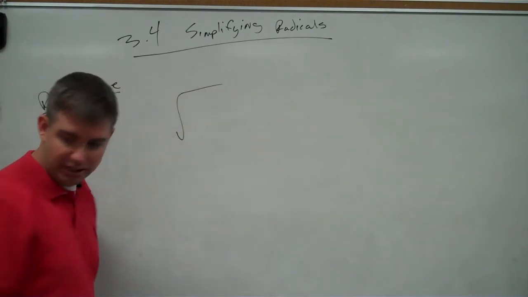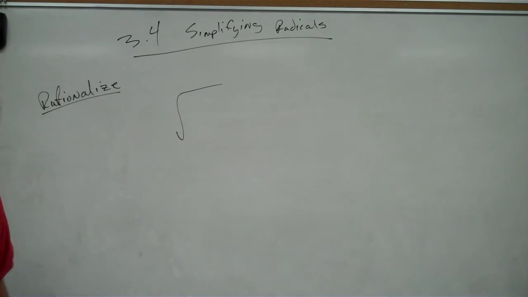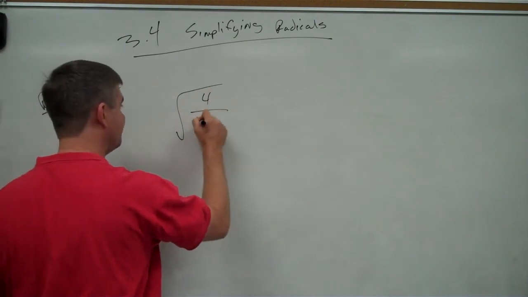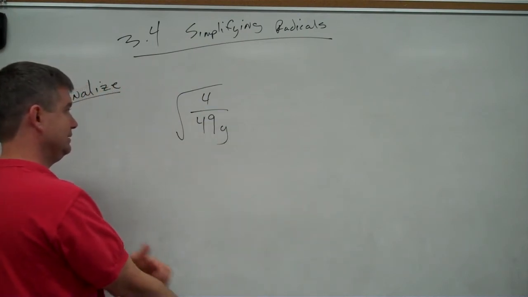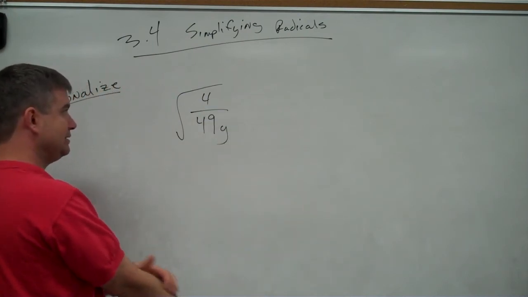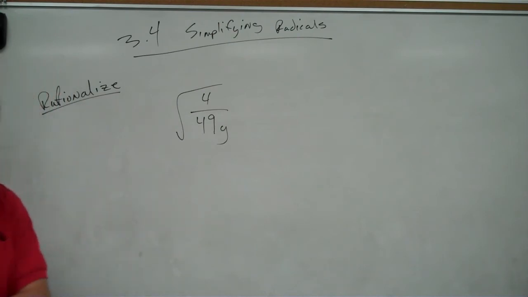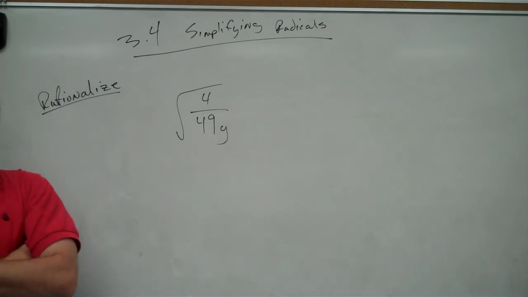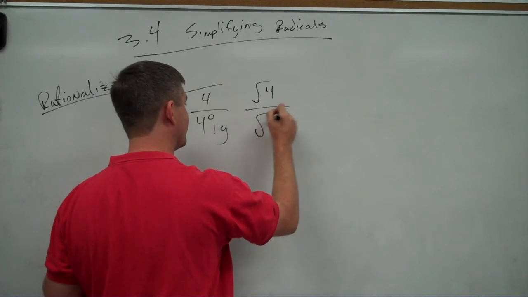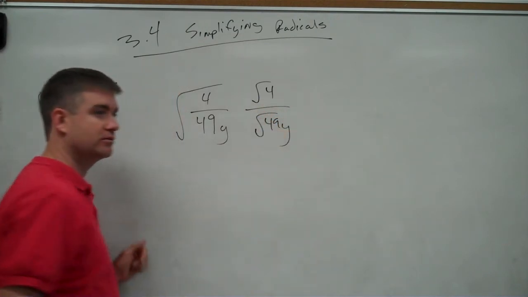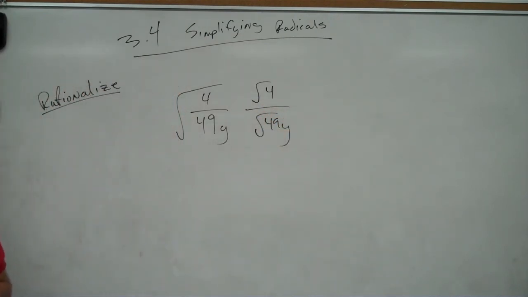All right, so now let's do one that the calculator won't do for you. The square root of, let me see my book here, 4 over 49y. That's a pretty good problem. We'll see what we do here. What's your first step? Break it up. Good, Mooney. Square root of 4 over the square root of 49y. Now what?